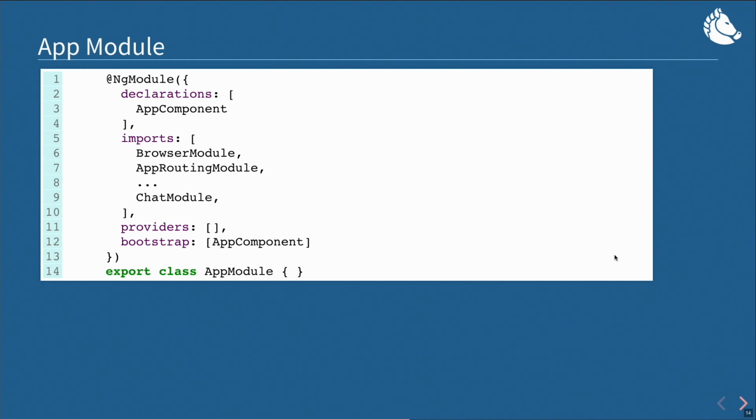And then finally, we tell it what component to use to start up the app. So this bootstrap only shows up in the app module. It doesn't show up in any of the other modules. And then finally, again, we have our ES 2015 export.